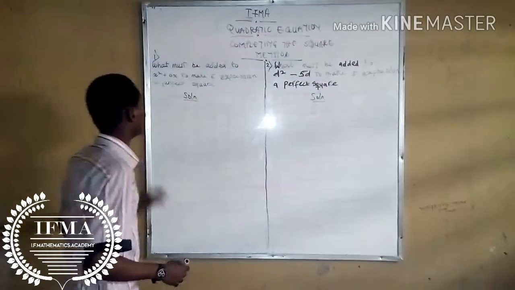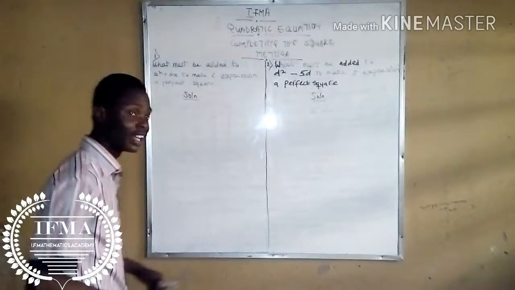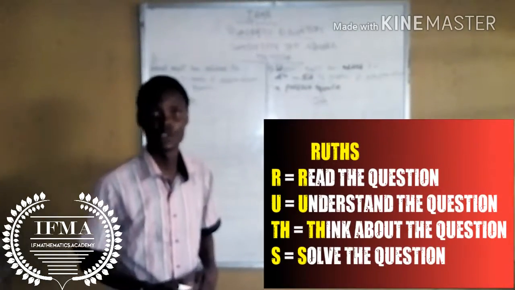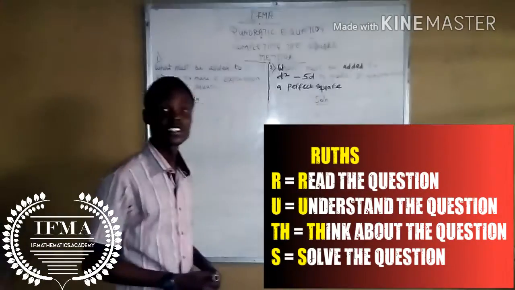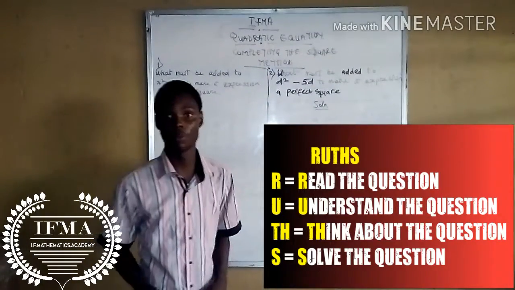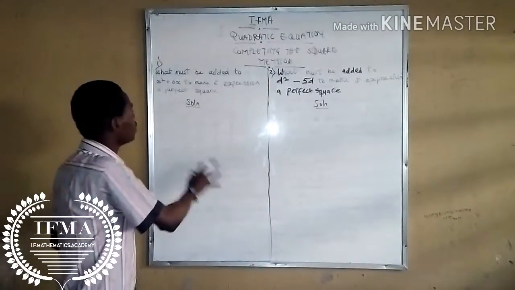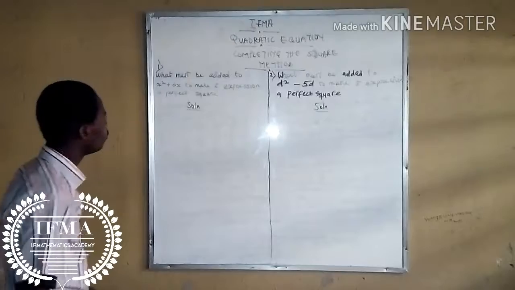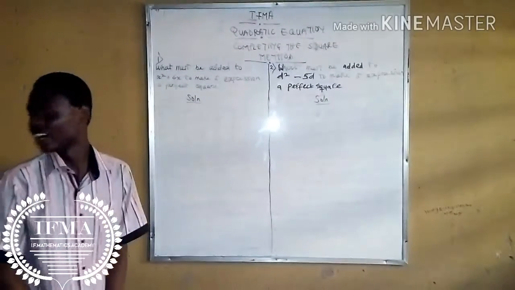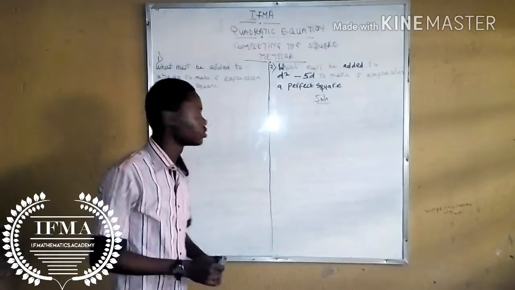As I said earlier, what must be added to x squared plus 6x to make it a perfect square? First things first, we use our ROOTS principle, which is very essential for us mathematicians: read, understand, think of the solution, and solve the problem. Now we have read the question, so we need to understand what must be added to x squared plus 6x to make it a perfect square. Let us call that hidden number k.